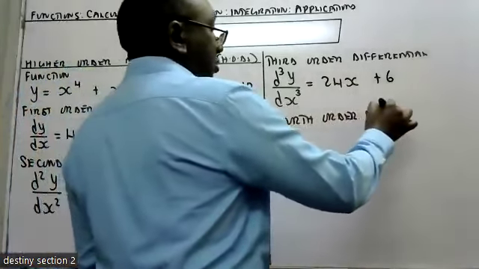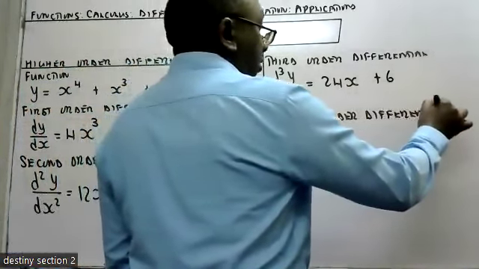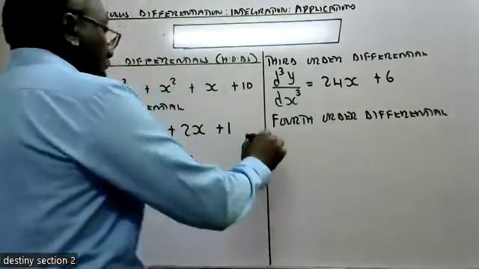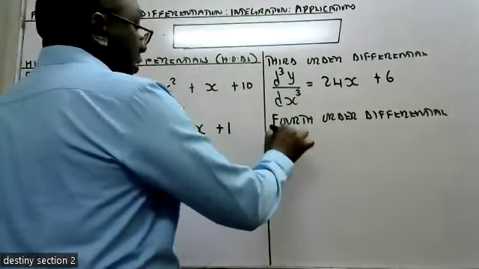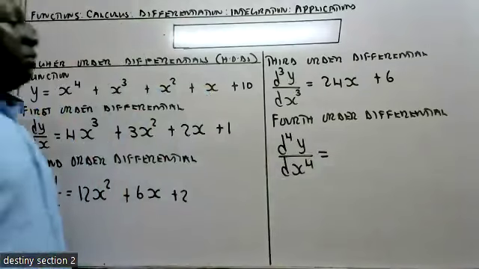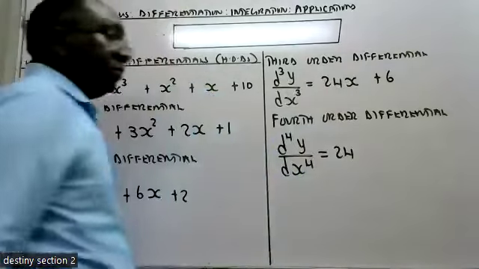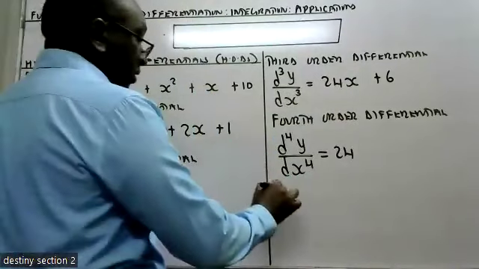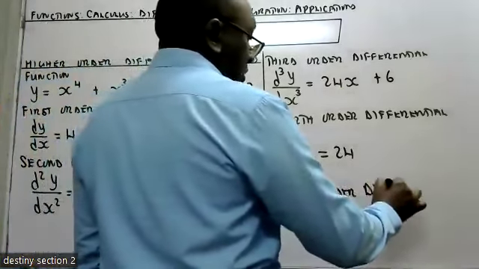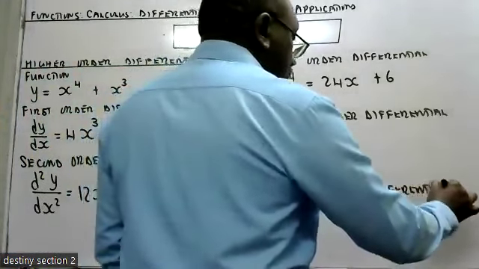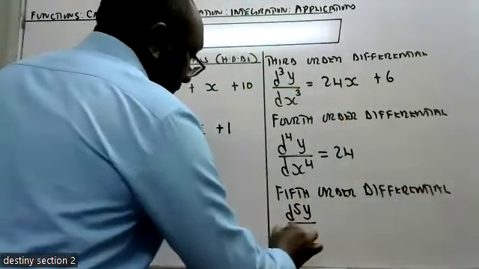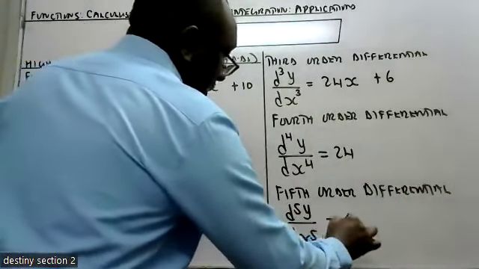Fourth order differential. I'm going to have delta raised to the power 4 y over delta x raised to the power 4. So this one becomes 24. And if you want to get the fifth order, which now will be zero, fifth order differential of this function, delta 5 y over delta x raised to the power 5, that becomes zero.